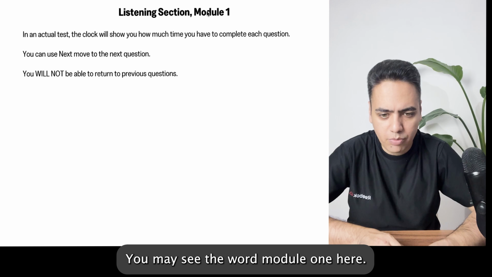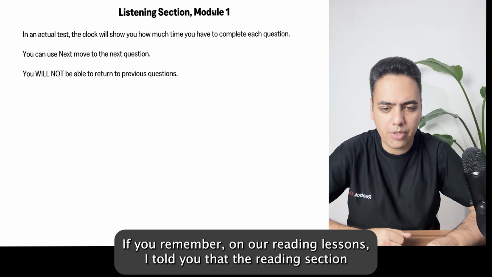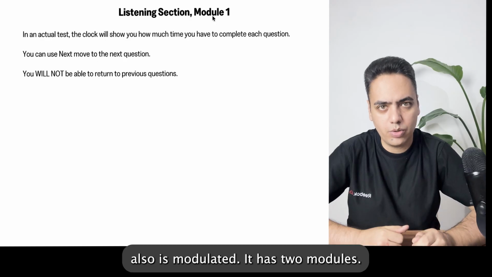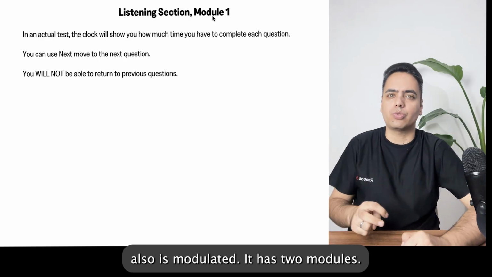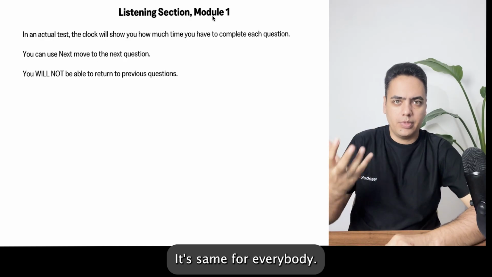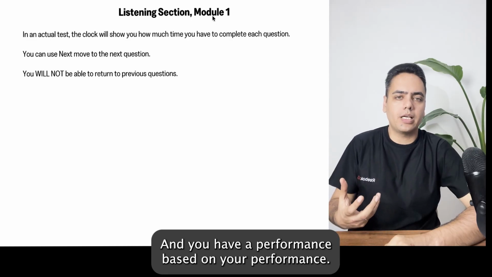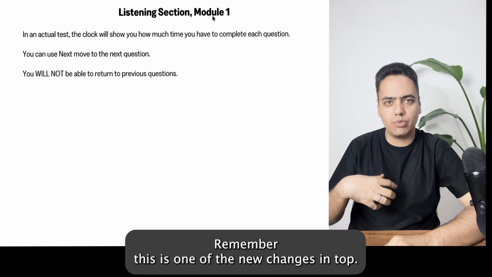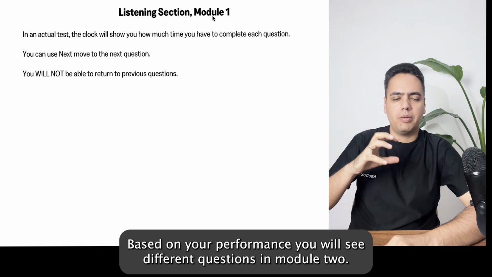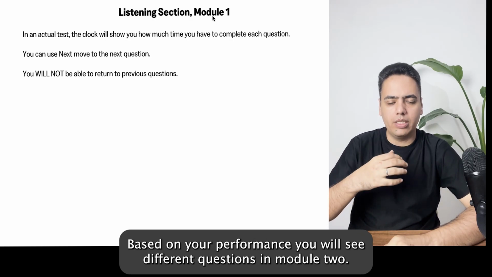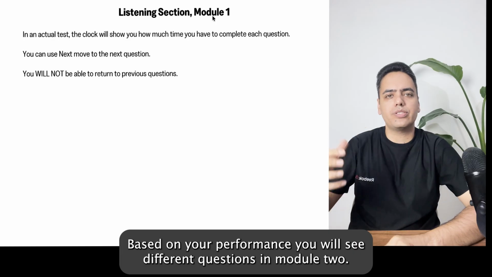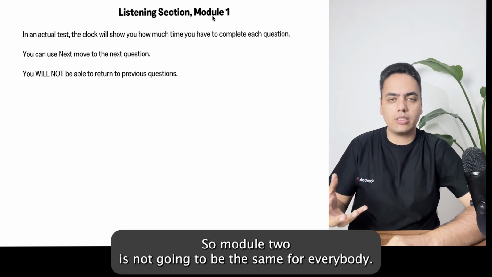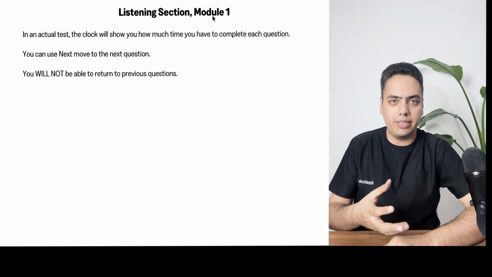You may see the word module 1 here. If you remember, in our reading lessons, I told you that the reading section also is modulated. It has 2 modules. You see the first module, it's the same for everybody, and you have a performance. Based on your performance, remember, this is one of the new changes in TOEFL. Based on your performance, you will see different questions in module 2. So module 2 is not going to be the same for everybody.